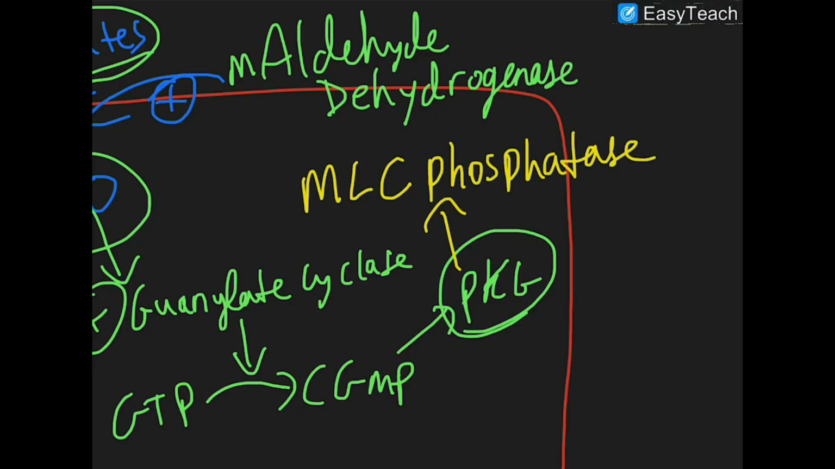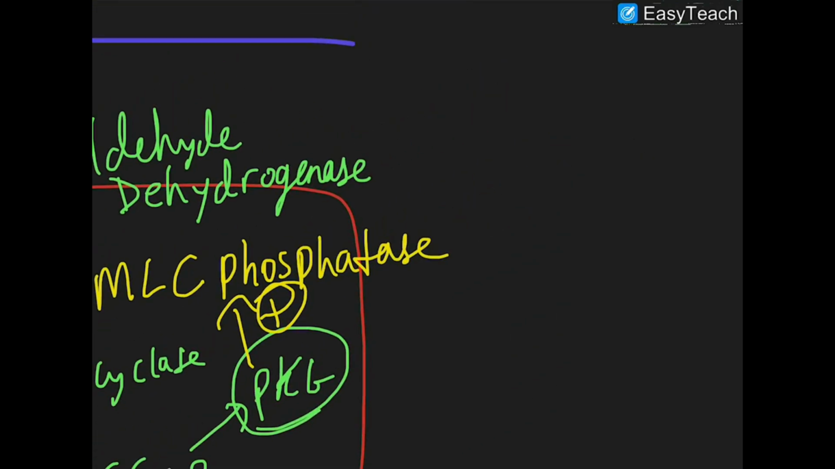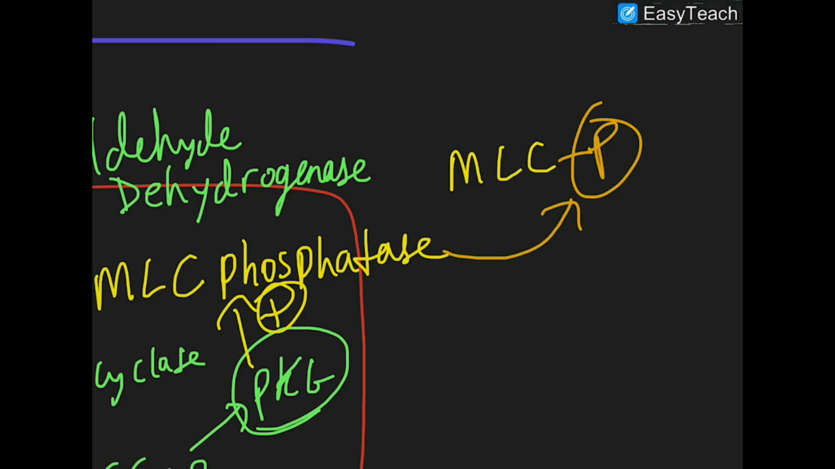Protein kinase G will stimulate this enzyme. Then what will myosin light chain phosphatase do? It's going to strip away a phosphate from myosin light chain, right? Usually, because of myosin light chain kinase, myosin light chain has a phosphate attached to it. Myosin light chain phosphatase will go to myosin light chain and take that phosphate away. Now remember, when myosin light chain kinase phosphorylated myosin light chain, that activated it, and it was able to bind to actin and lead to vasoconstriction.